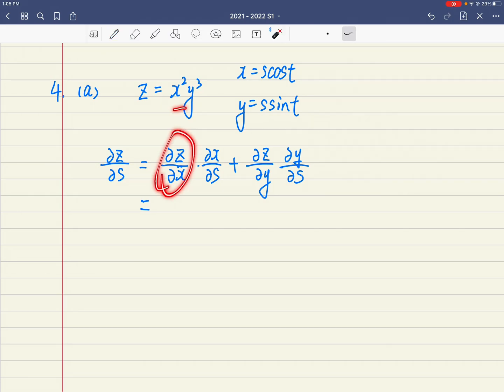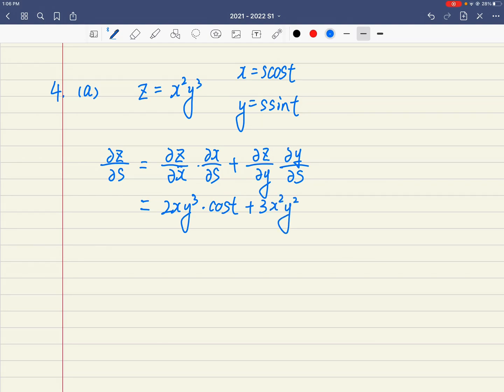For example, what is dz over dx? You just differentiate this by x, you get 2xy cubed. What about dx over ds? You just differentiate this by s, you get, sorry, it's not plus, it's times cosine t. What about dz over dy? You differentiate this by y, you get 3x squared y squared. And dy over ds, you differentiate this by s, you get sine t.